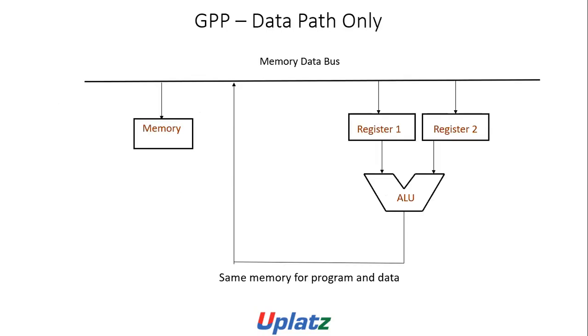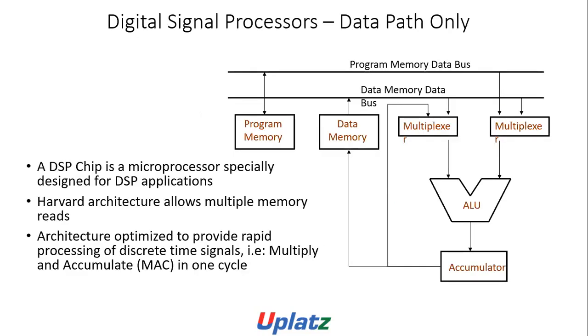The GPP data path has a memory data bus, memory, register 1, register 2, ALU, and the same memory for program and data. The DSP data path has a program memory bus, a data memory bus, program memory, data memory, multiplexer 1, multiplexer 2, ALU, and accumulator. The DSP chip is a microprocessor specially designed for DSP applications. Harvard architecture allows multiple memory reads. The architecture is optimized to provide rapid processing of discrete time signals, with multiply and accumulate in one cycle.